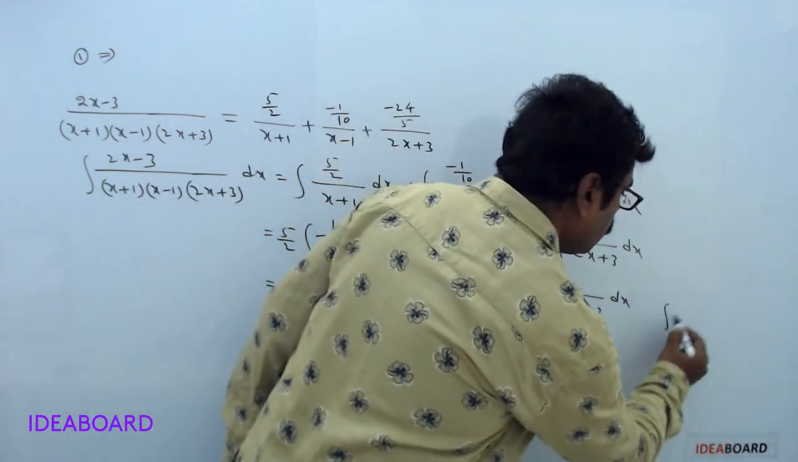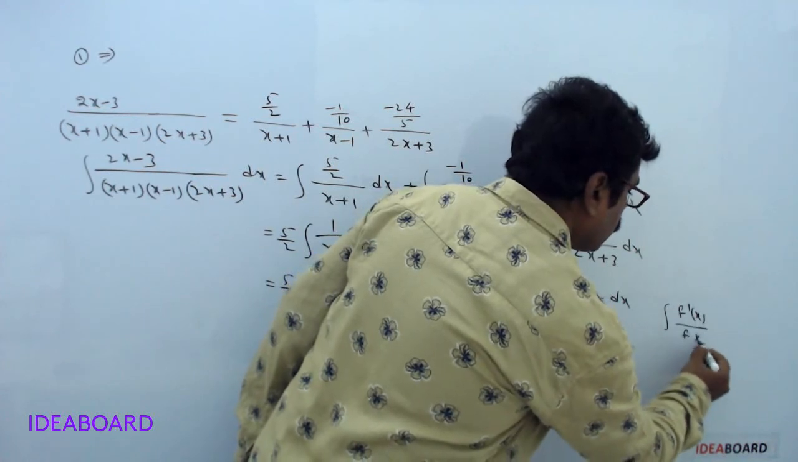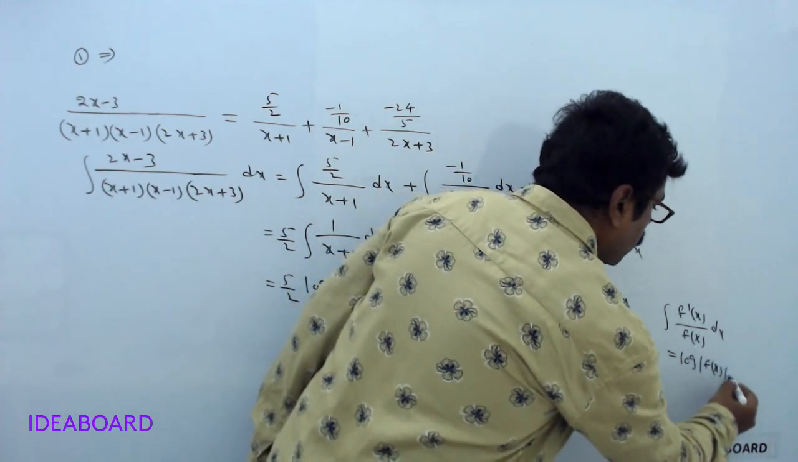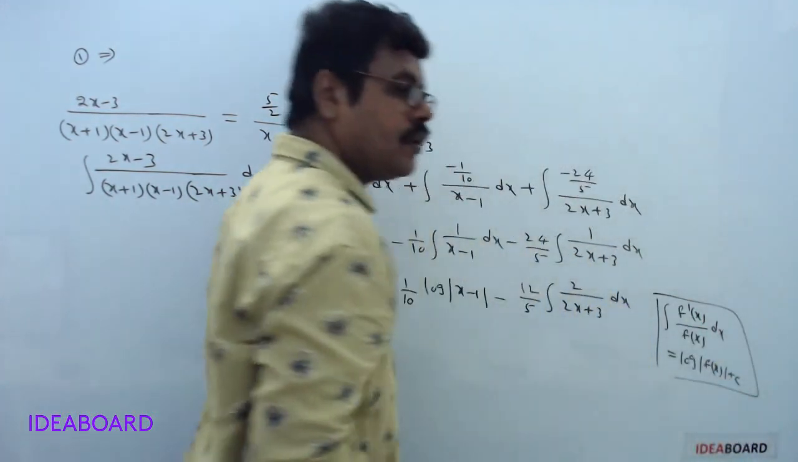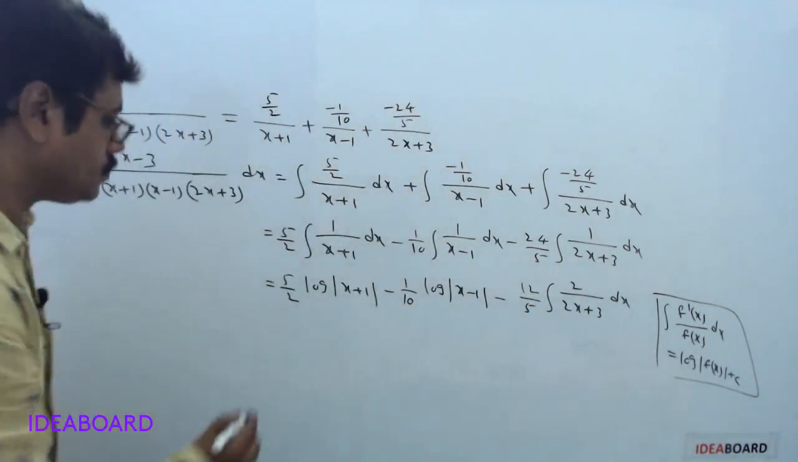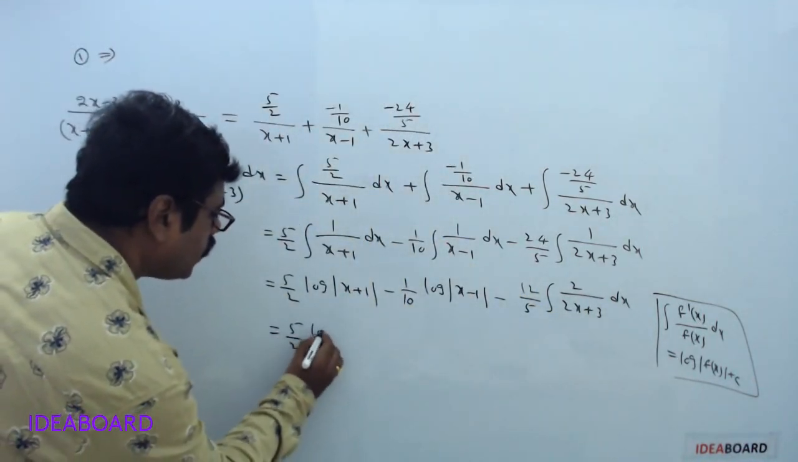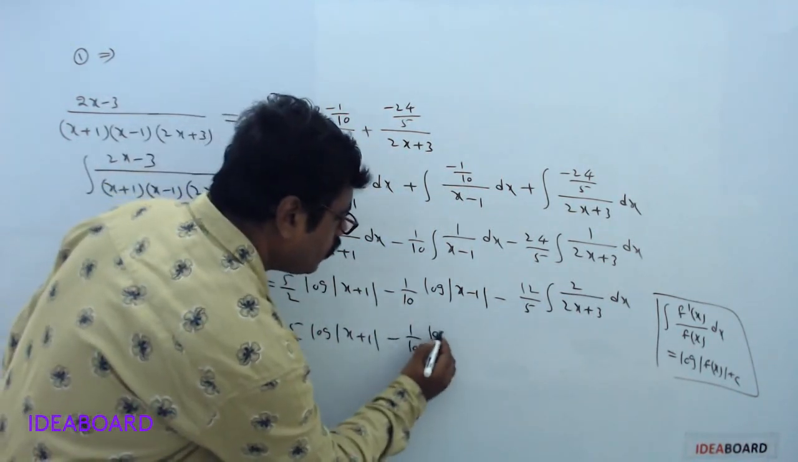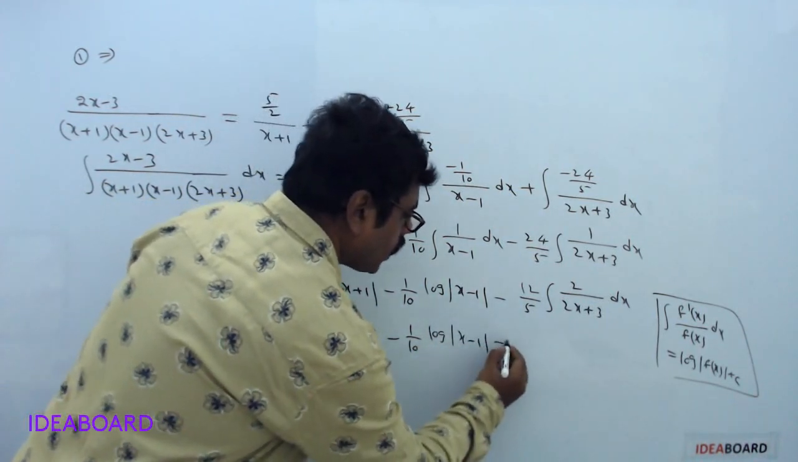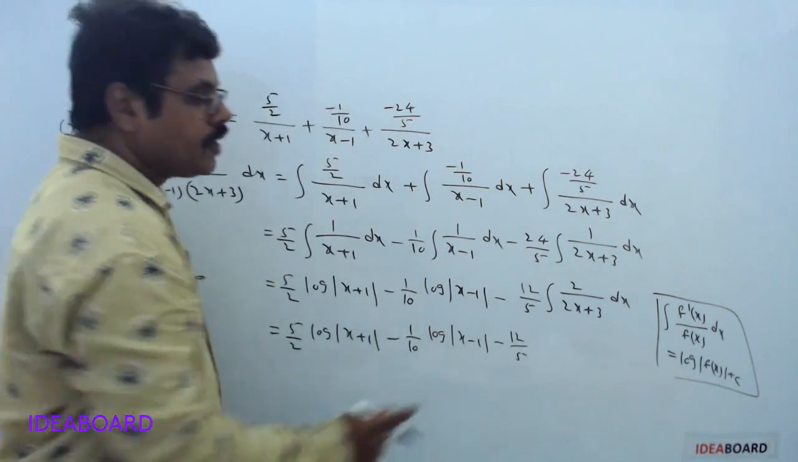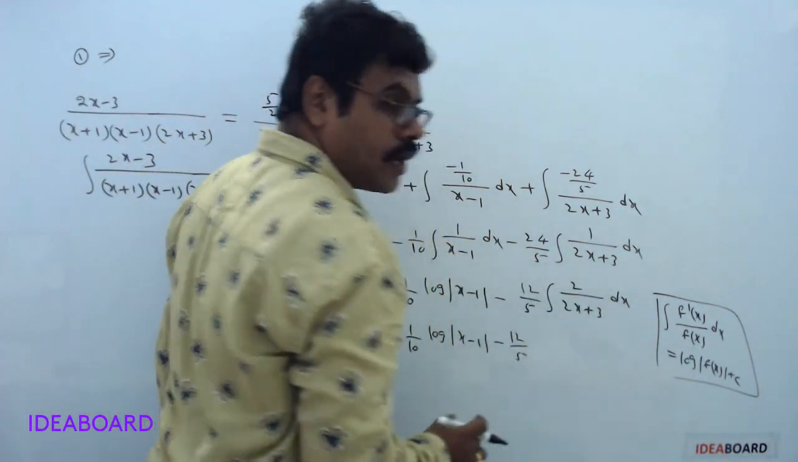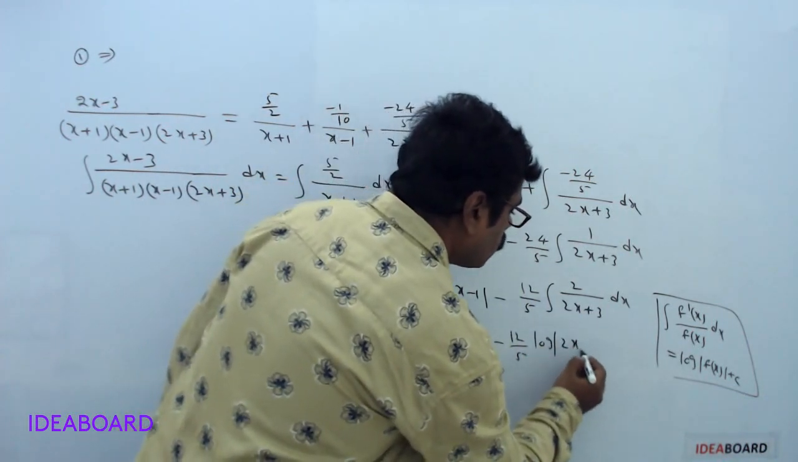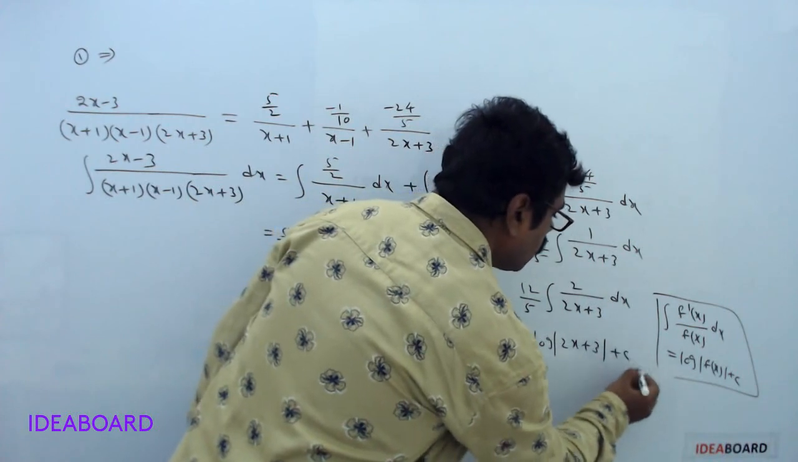Now this term is of the form integral f dash of x divided by f of x dx. What is this formula? Log mod f of x plus a constant term c. Now use this formula on this term. So this is 5 by 2 into log mod x plus 1 minus 1 by 10 into log mod x minus 1 minus 12 divided by 5 into, derivative of denominator is in its numerator. So according to this formula, what is its answer? Log mod 2x plus 3 plus a constant term c.